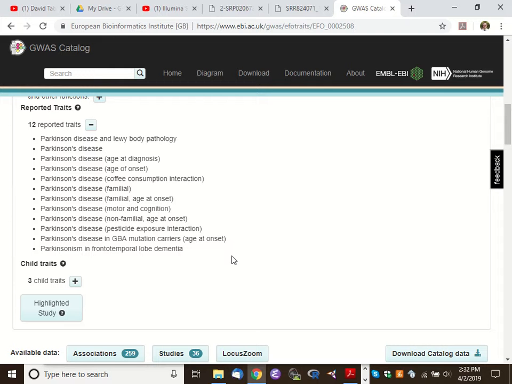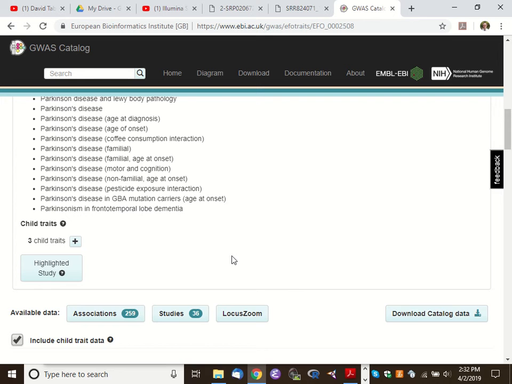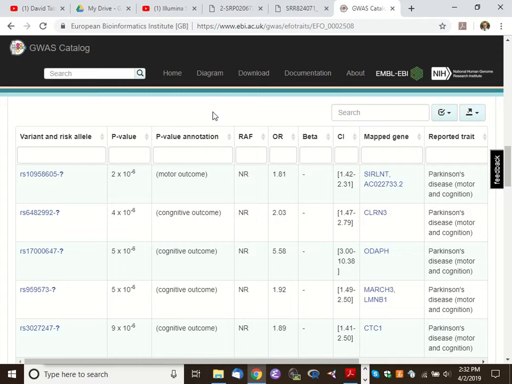So we have all these different values. Child traits, highlighted studies, associations. So if you were trying to figure out which genes have in the past been associated with Parkinson's disease, you can come through here and just look them out. Now, is this a gene name? No, it's not a gene name. We talked about these earlier. What kind of accession is this?